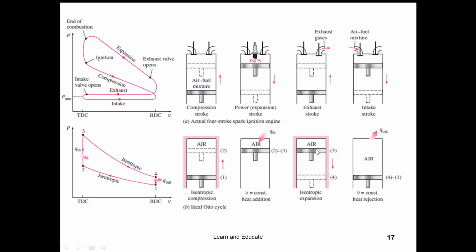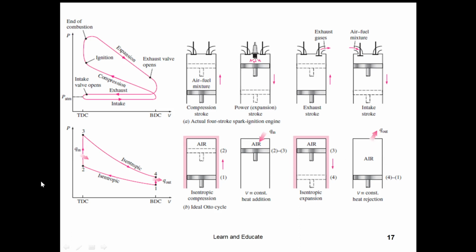The piston moves from top dead center to bottom dead center. The volume increases from V3 to V4. In the actual diagram, it is the power stroke. Here you can see the power stroke. Then the fourth process is heat rejection, when the piston remains at the bottom dead center. The piston remains at the bottom dead center and the heat will be rejected.